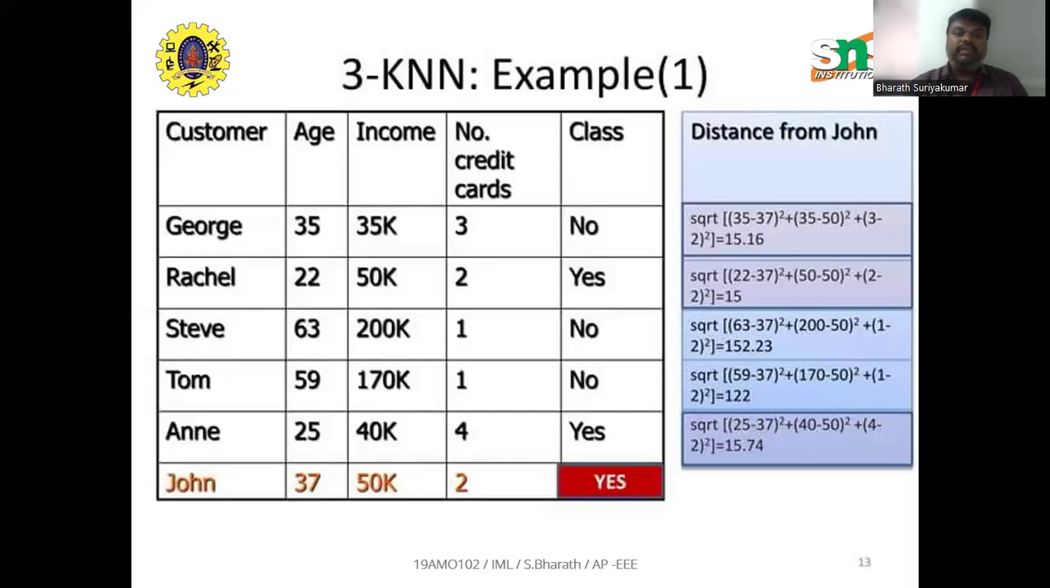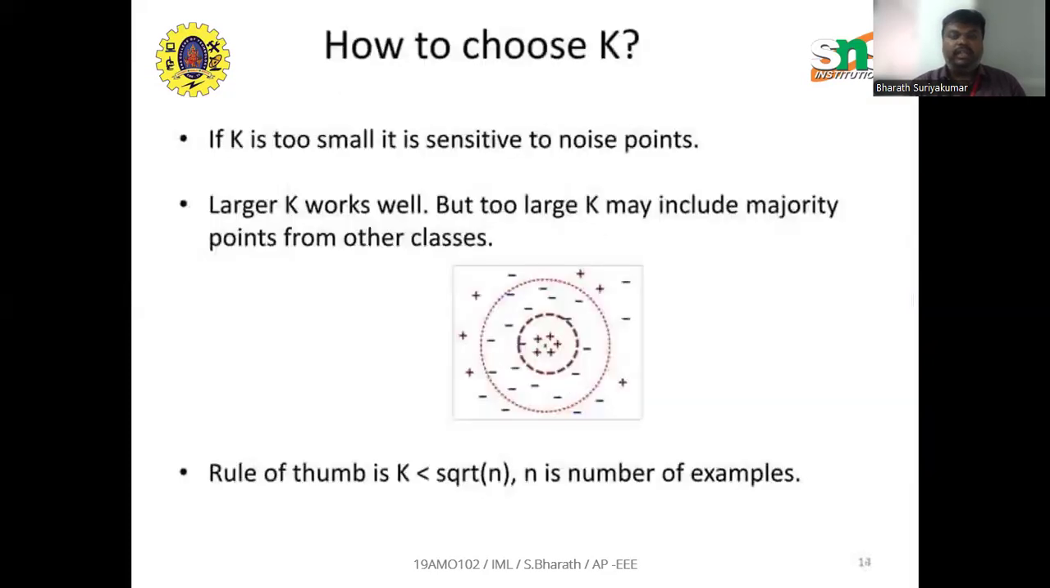For K nearest neighbor, we have taken a case as an example. Customer, age, income, number of credit cards, and class. George, 35K, 3 cards, class no. Rachel, 22K, 50K, yes. Steve, Tom, Annie, and John. For all these cases, we see the distance from John to each of them. We are calculating the square root of the values for different k.